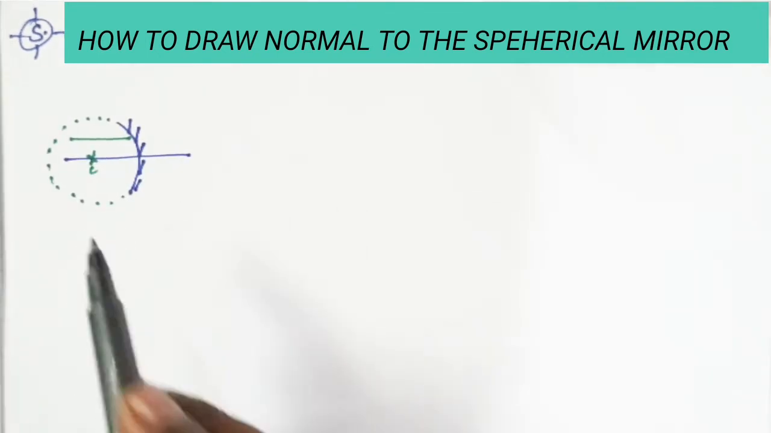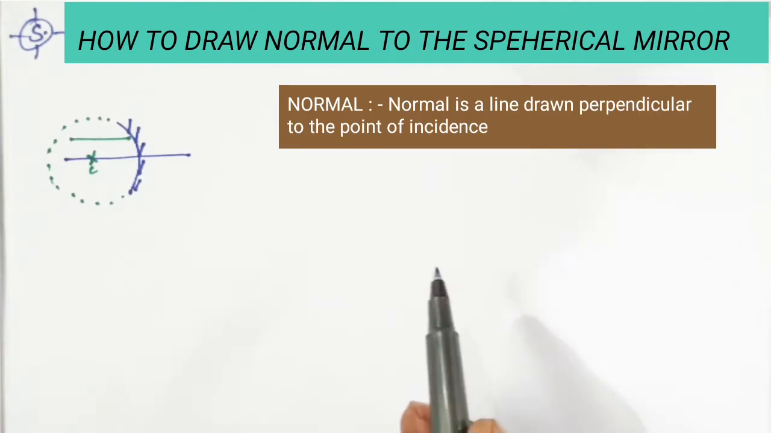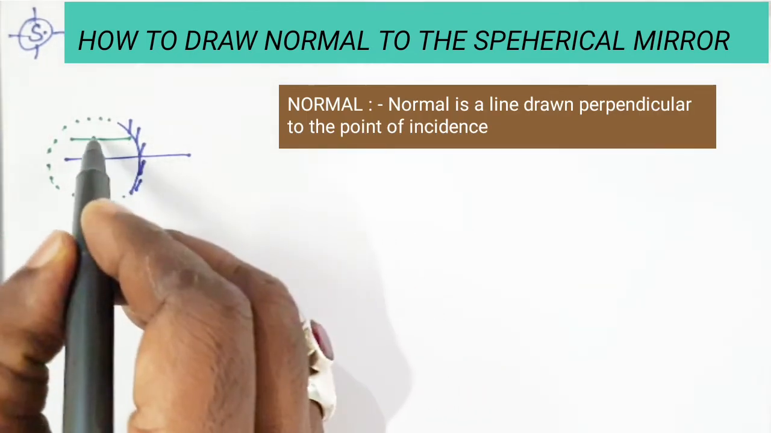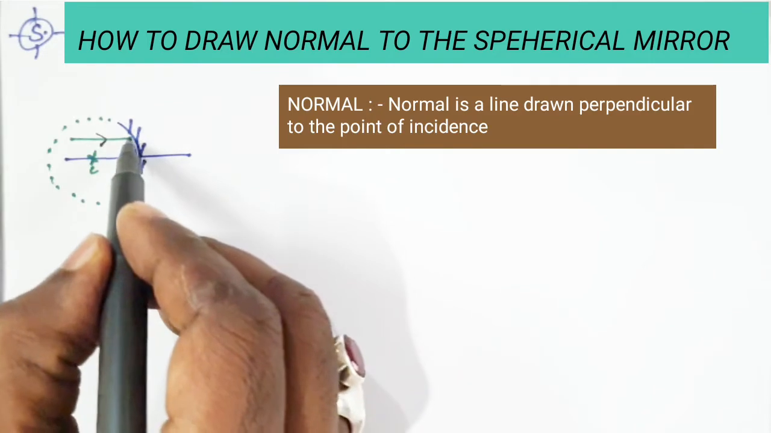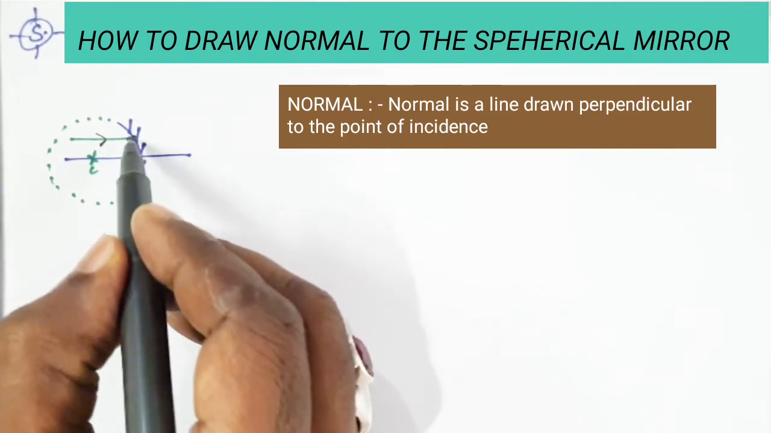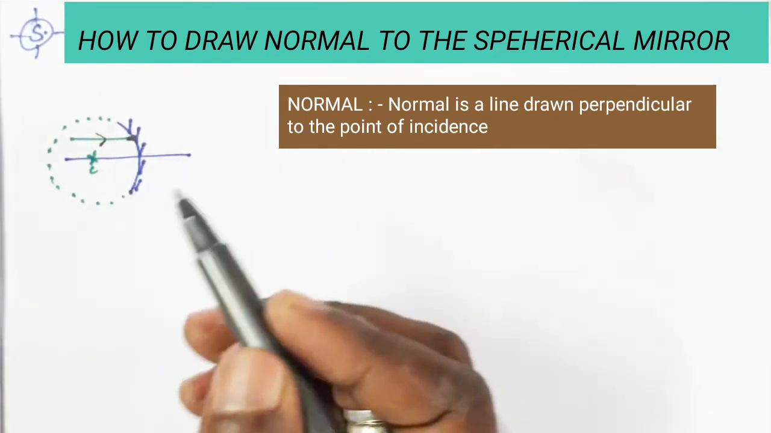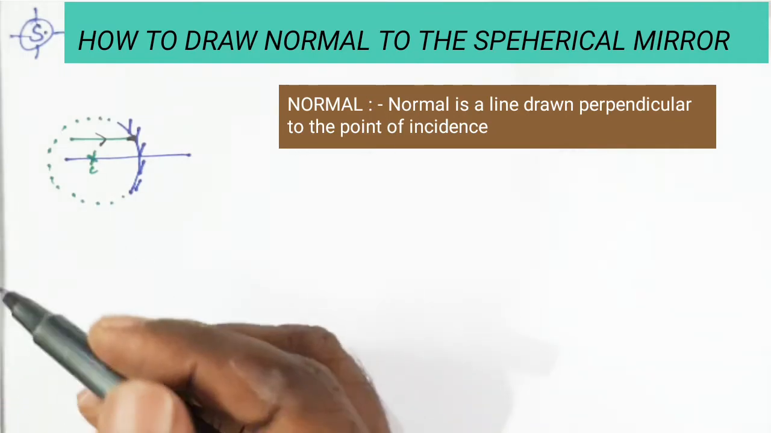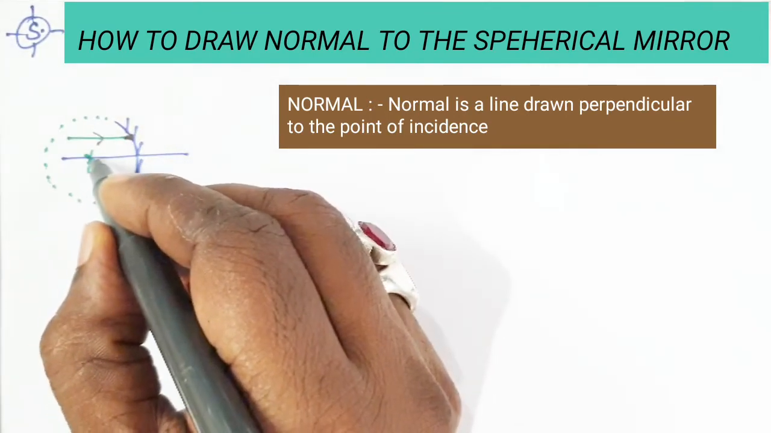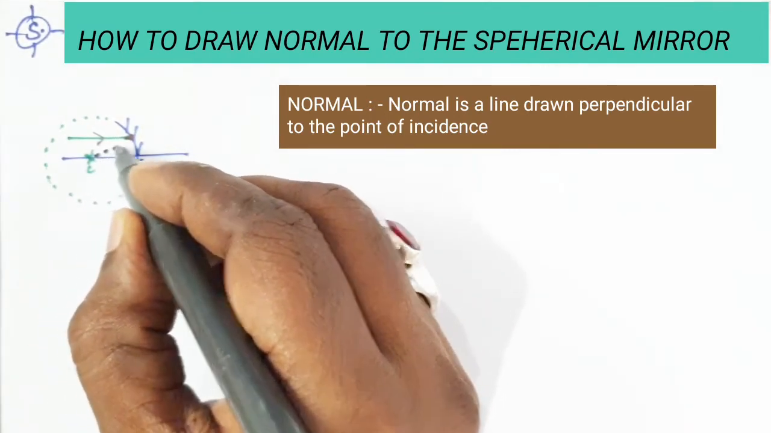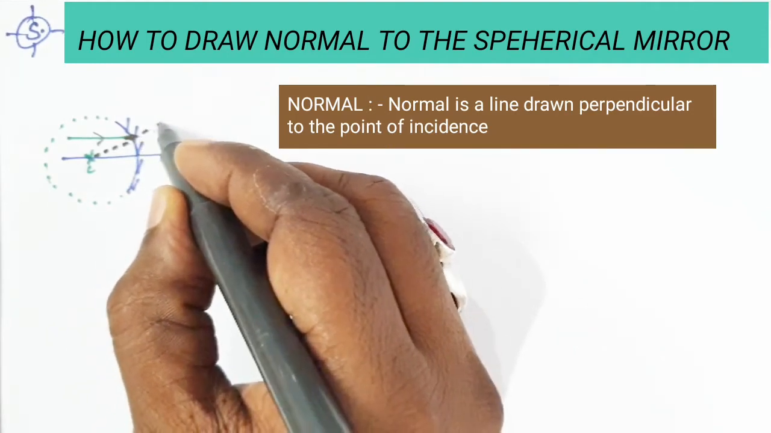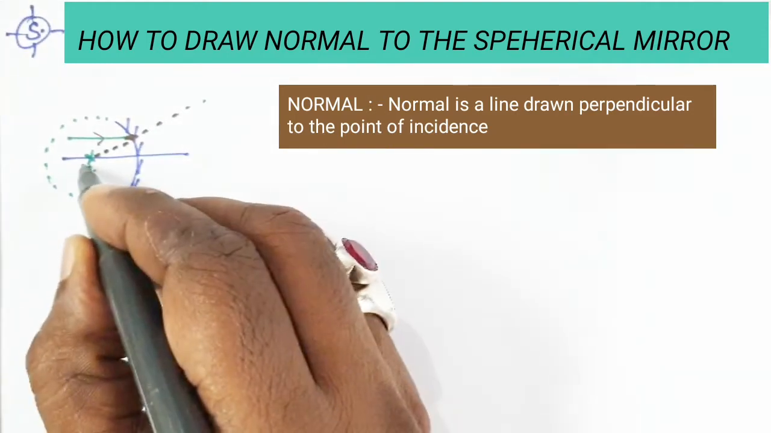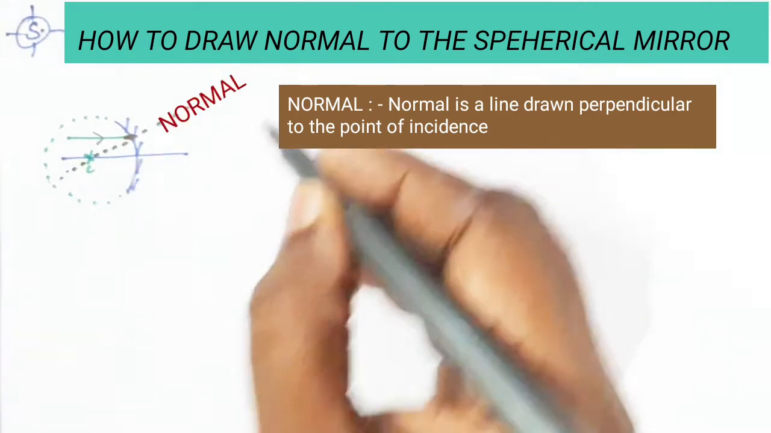Normal is a line drawn perpendicular at the point of incidence. This is the incident ray, and it is incident at this particular point. For that point, we need to draw a normal, that means a perpendicular line. For that, I am drawing a perpendicular from the center of curvature. Yes, it is a perpendicular I have drawn. Is it clear?